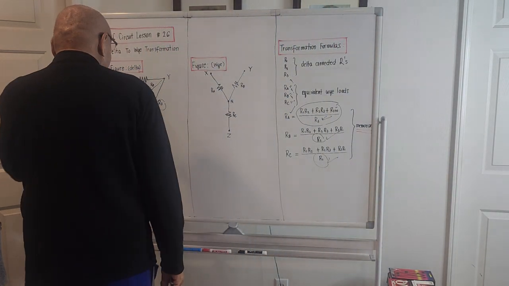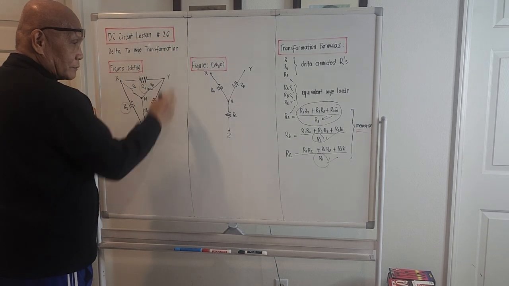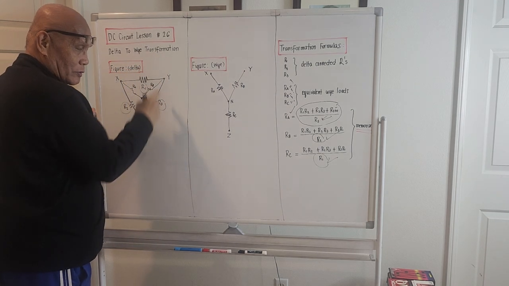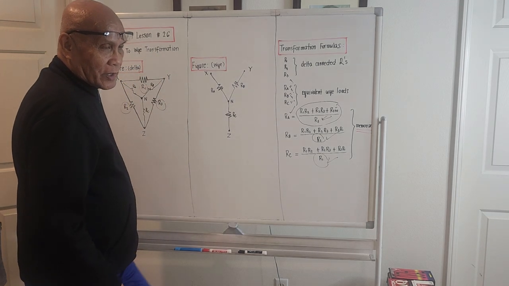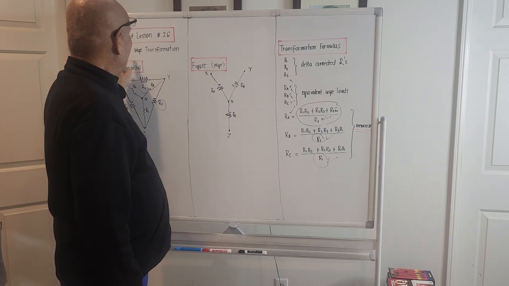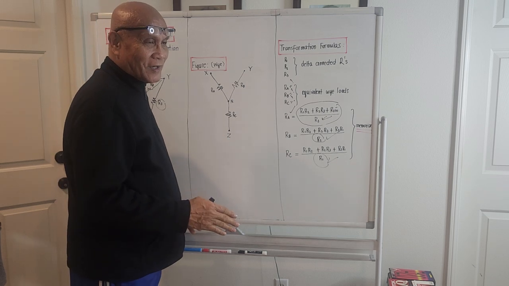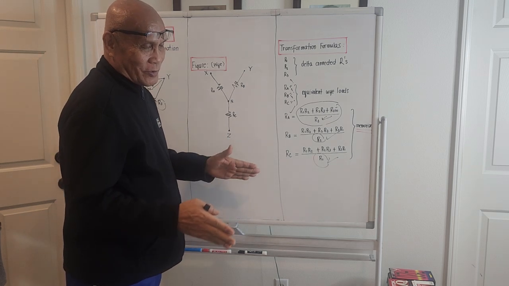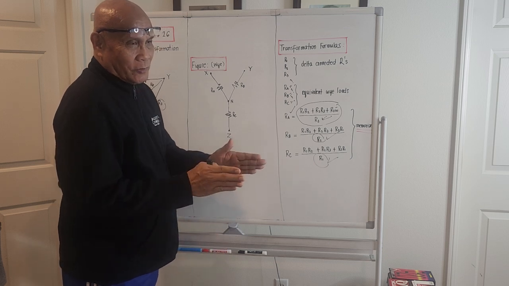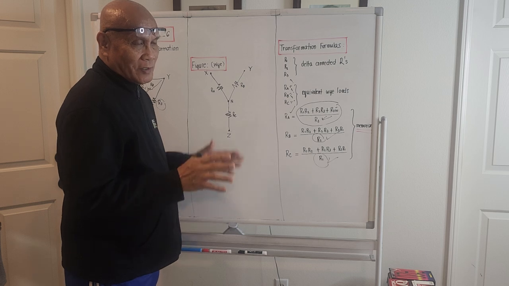The title of the subject matter for tonight will be DC circuit lesson number 26, and the title will be Delta to Y transformation. This is with regard to delta loads to Y connected loads, because there is the so-called delta power source, meaning transformer. We are not dealing with the transformer tonight. We are just dealing with the delta to Y connected loads.